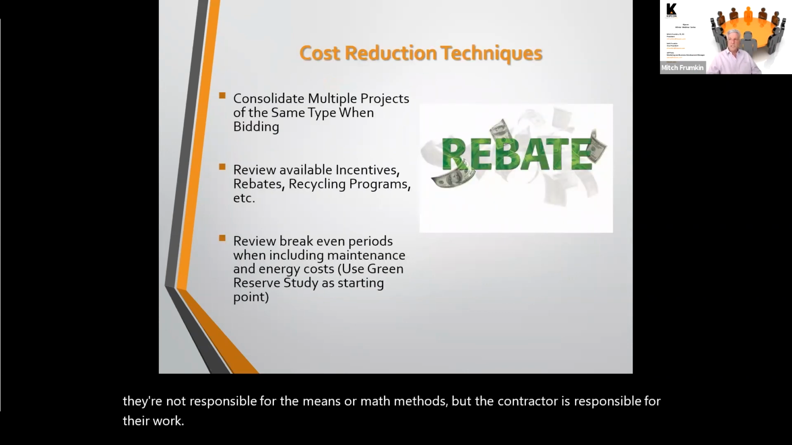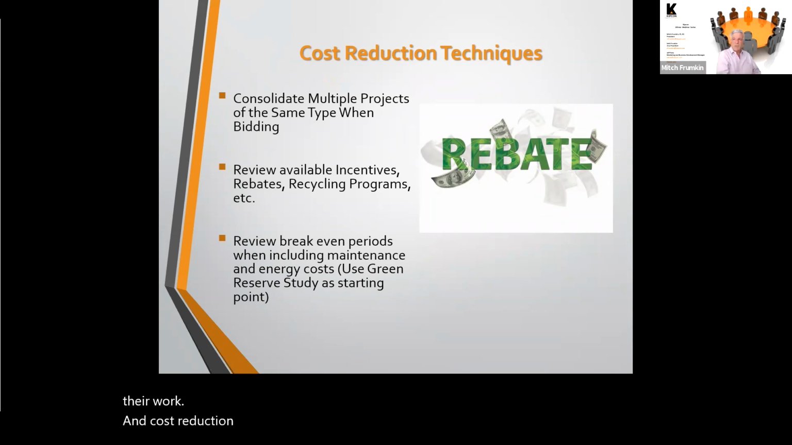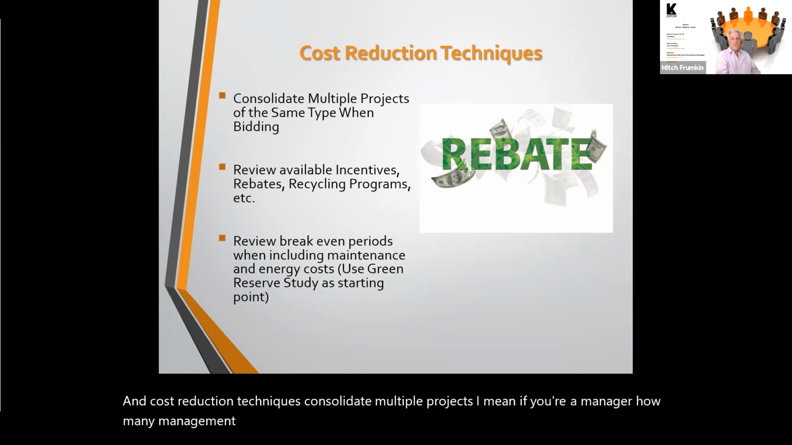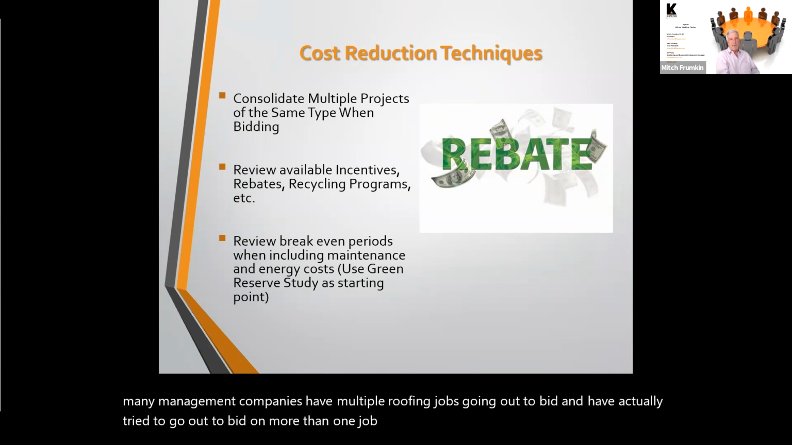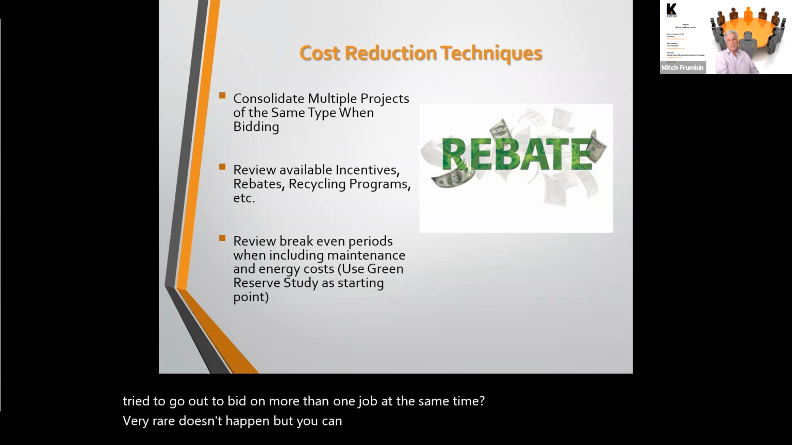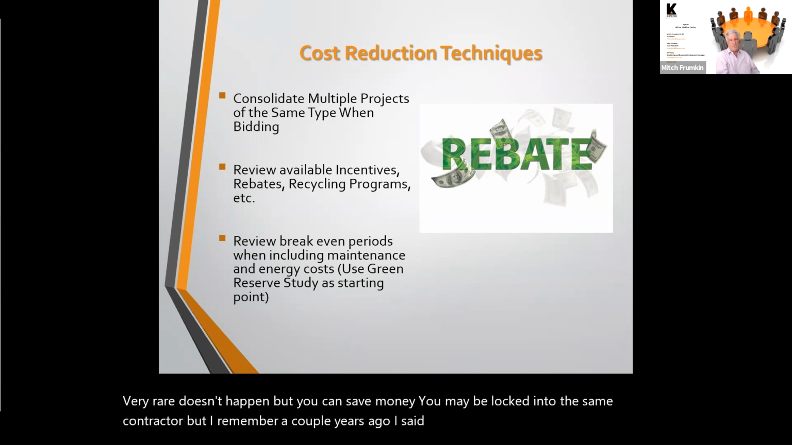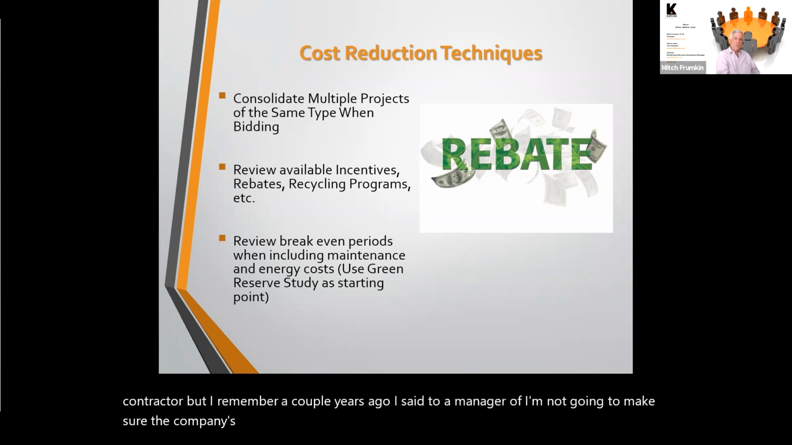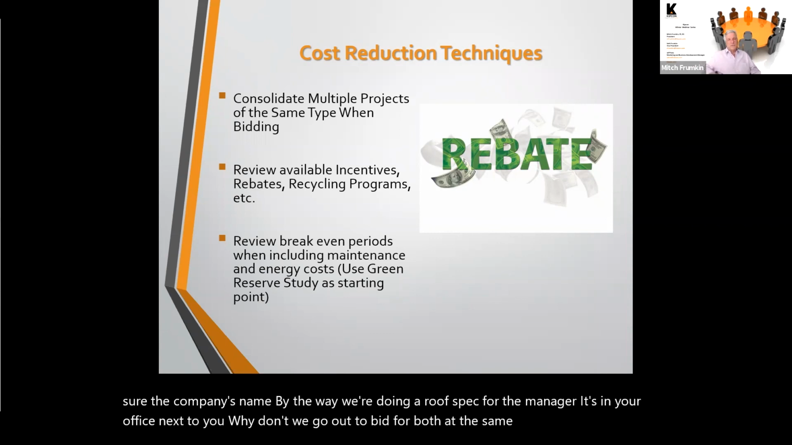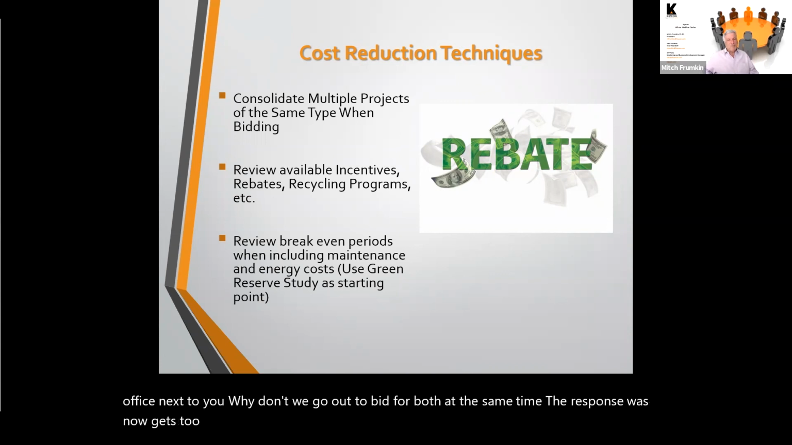And cost reduction techniques: consolidate multiple projects. I mean, if you're a manager, how many management companies have multiple roofing jobs going out to bid and have actually tried to go out to bid on more than one job at the same time? Very rare does it happen, but you can save money. You may be locked into the same contractor, but I remember a couple of years ago, I said to a manager, I'm not going to mention the company's name, by the way, we're doing a roof spec for the manager that sits in the office next to you. Why don't we go out to bid for both of them at the same time? The response was, no, it gets too complicated. But you might be able to save money.